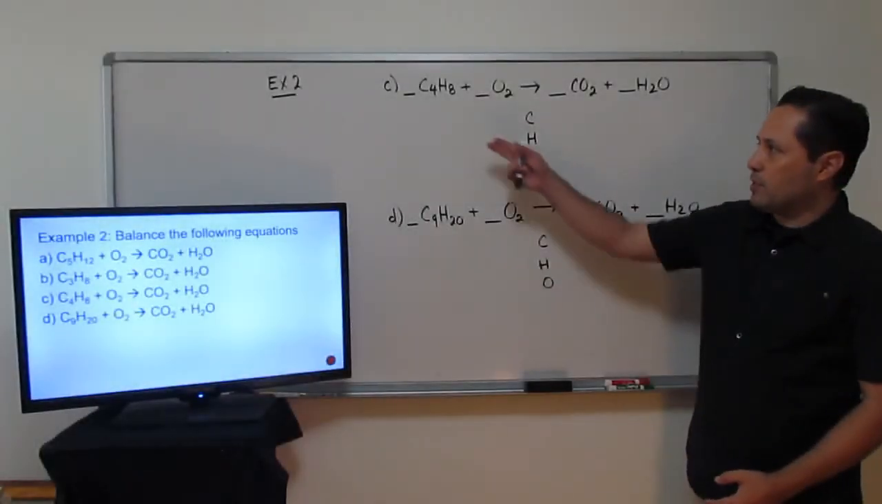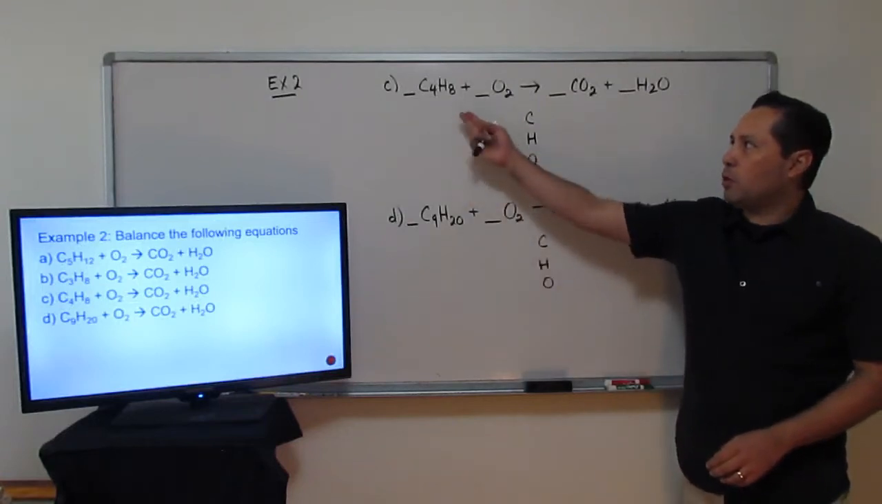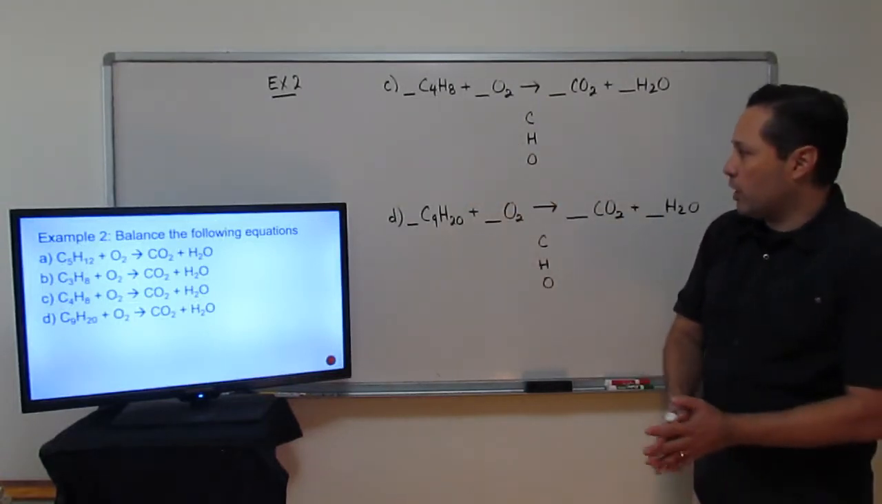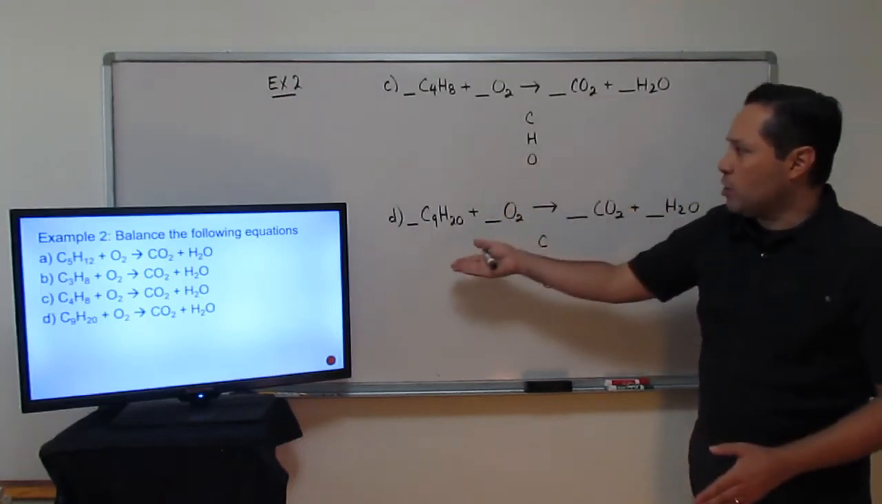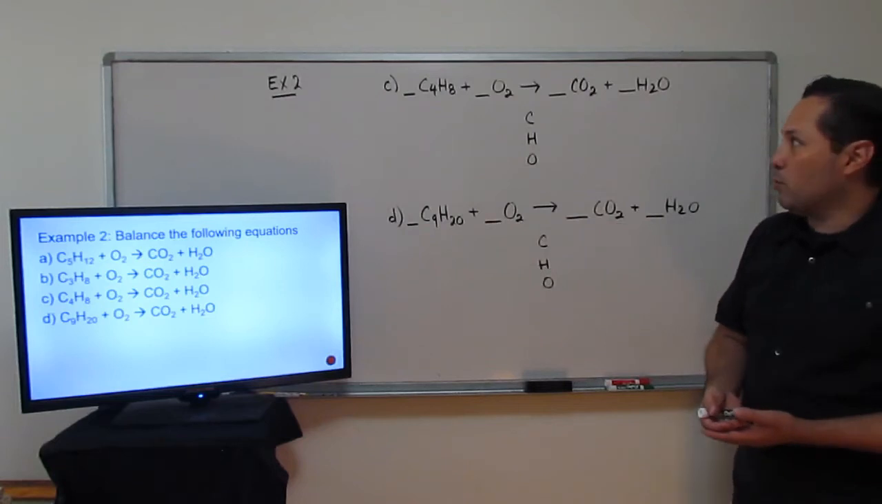Up next are problems C and D. For problem C, they give us this molecule, which is cyclobutene, and they asked us to balance the reaction for its combustion. And for nonane, we also have to figure out the balanced reaction for its combustion.